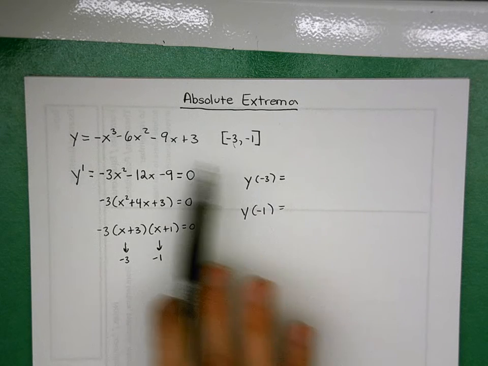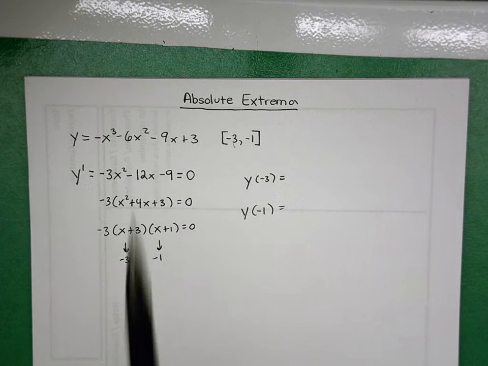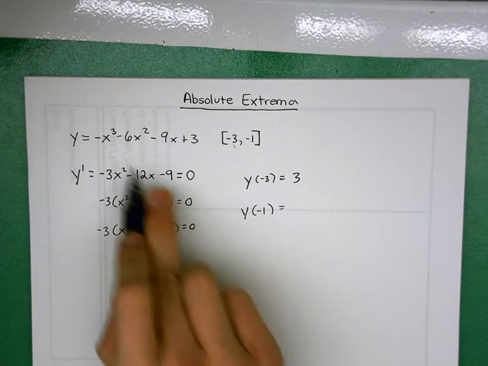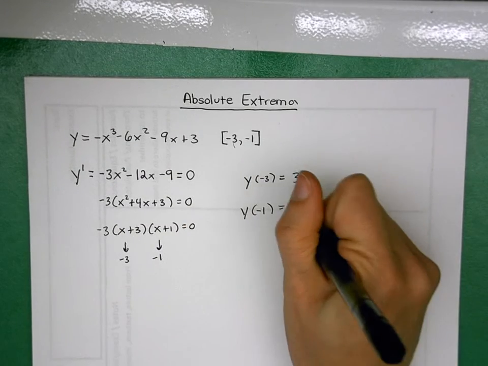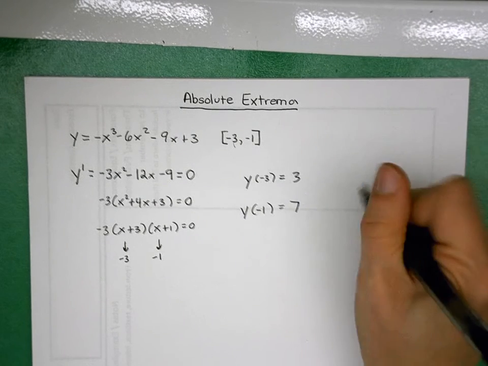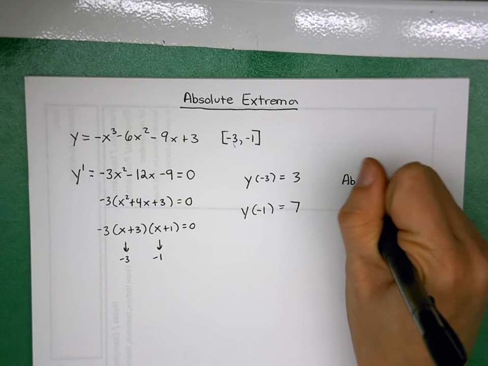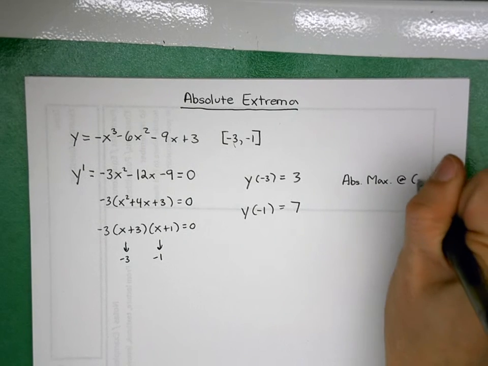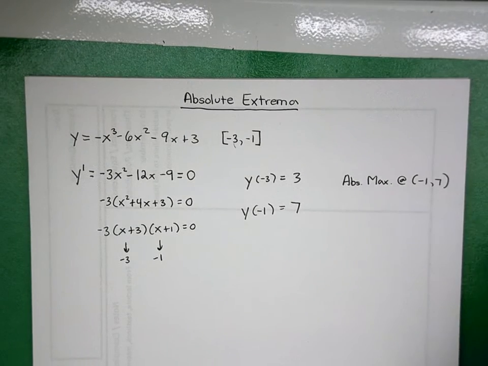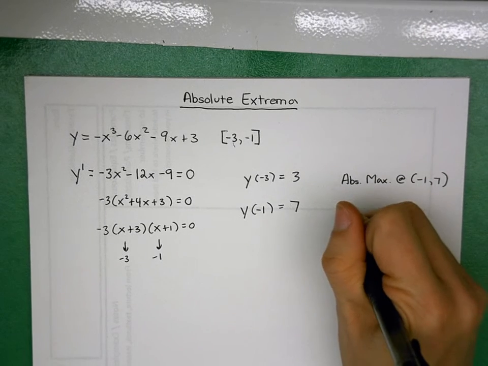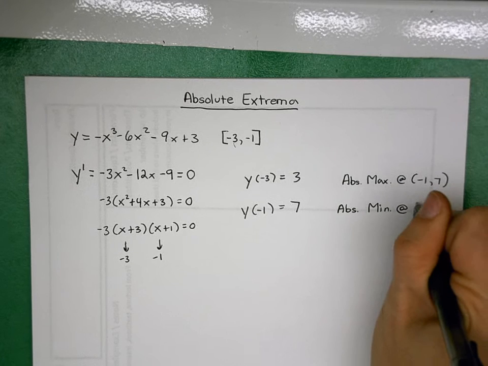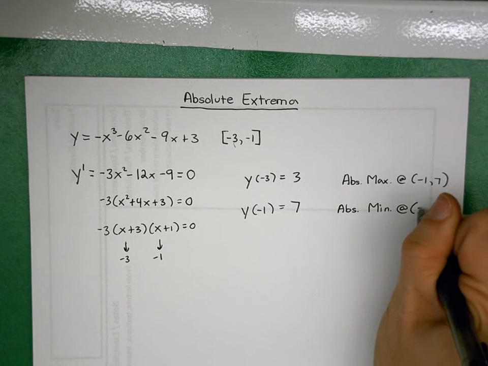And when you plug negative 3 into y, we're going to get 3. And when we plug negative 1 into y, we're going to get 7. And so that allows me to answer then I have an absolute maximum at negative 1, 7. And an absolute minimum at negative 3, 3.